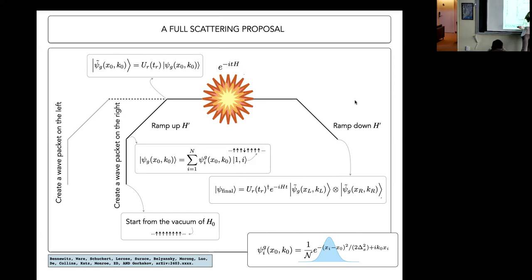It's centered around x naught. It has some momentum k naught, and it has some width in position, and therefore momentum space. Okay, so that's how it is done. And there are two protocols that can actually achieve that. I'll tell you very, very briefly about those. But this is the idea that you can generate these superpositions in the form of a wave packet in the free theory.